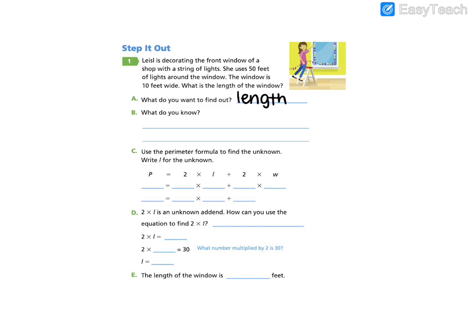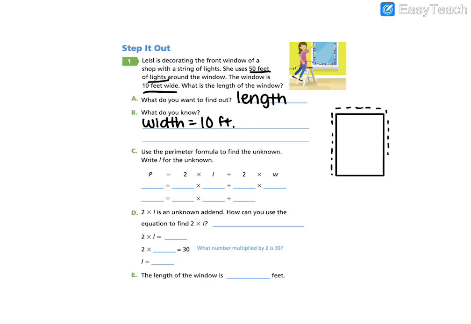Now, what is it that we know? We know the width is equal to 10 feet. And we know she has a 50-foot string of lights. Now we need to think. She's got this window and she's putting the lights around it. So right away we need to determine, does she have the area or the perimeter? We know that she has the distance around the outside, so the perimeter of the window is equal to 50 feet.